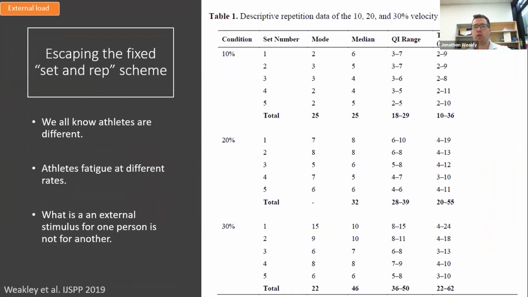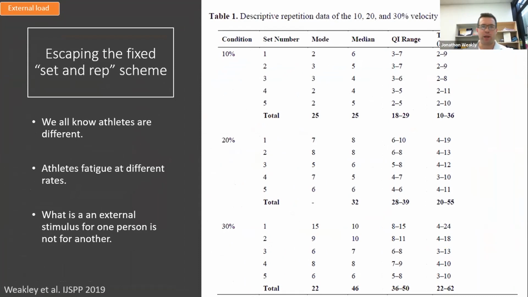Now, we also know that it's okay for athletes to be different, and we should embrace this in sports science. Historically, we've been quite poor at controlling and allowing for differences between athletes, because you wouldn't prescribe the same thing for an endurance athlete and a sprinter on the field. So why do we do it in the gym?